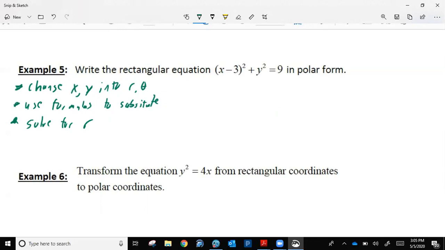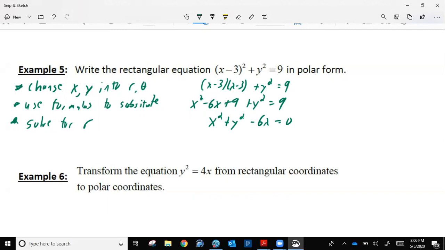We could say x is r cosine theta and y is r sine theta right off the top. That gets a little bit tough to deal with algebraically. I recommend we FOIL this out in xy form first, because we're used to simplifying in these terms. So x minus 3 times x minus 3 as a FOIL problem is x squared minus 6x plus 9 plus y squared equal to 9. The 9 and the 9 cancel out, and we have x squared plus y squared minus 6x equal to 0.